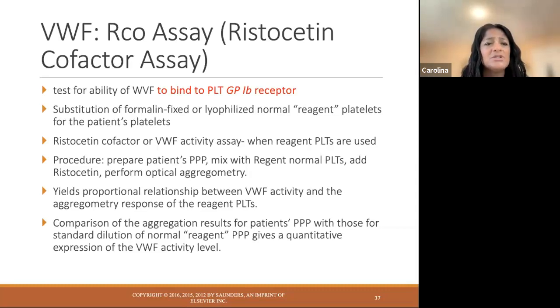And so you take the patient, you prepare the patient's platelet poor plasma, you mix it with reagent normal platelets, add ristocetin and perform optical aggregometry. This yields a proportional relationship between von Willebrand's factor activity and the aggregometry response to the reagent platelets. And then you compare the aggregation results for the patient's platelet poor plasma with those of the standard dilution of normal reagent platelet poor plasma, which gives a quantitative expression of the von Willebrand factor activity level.